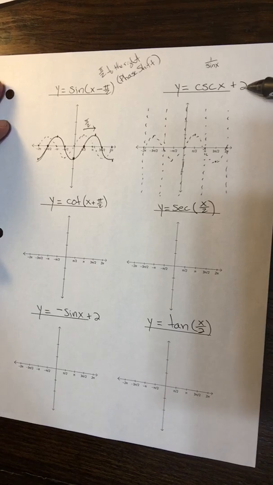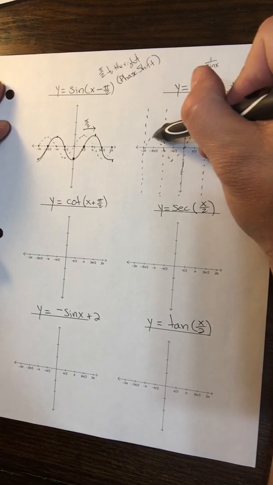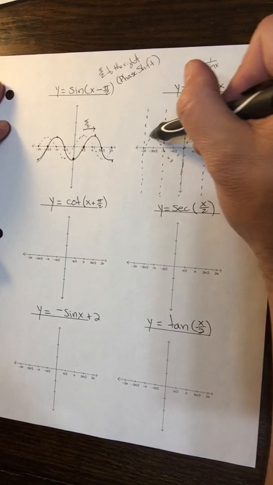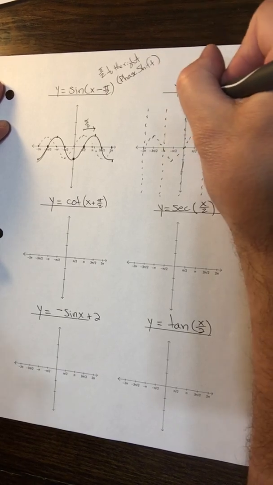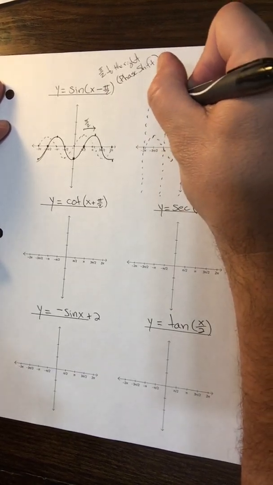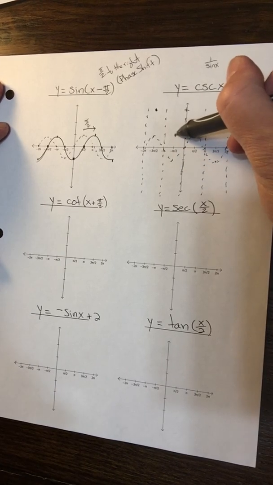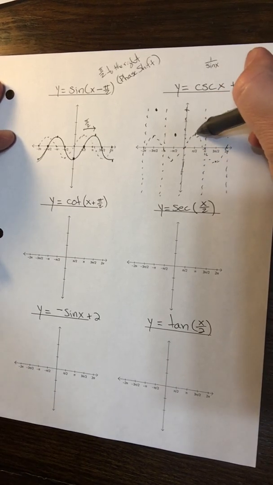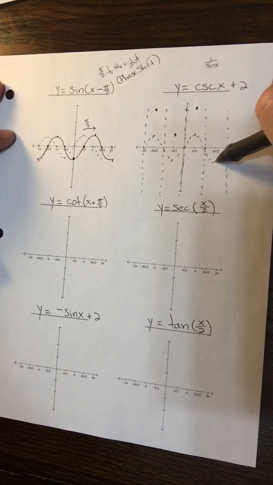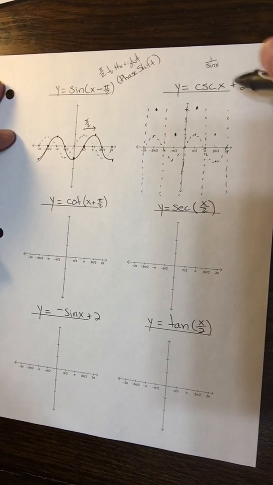But everything goes up plus 2. So this point's not going to be at 1. It's going to go up 2, and it's going to be up at 3. This point's not going to be at -1. It's going to go up 2 and be at +1. This point's not going to be at 1. It's going to be up at 3. This point's not going to be at -1. It's going to be at +1.